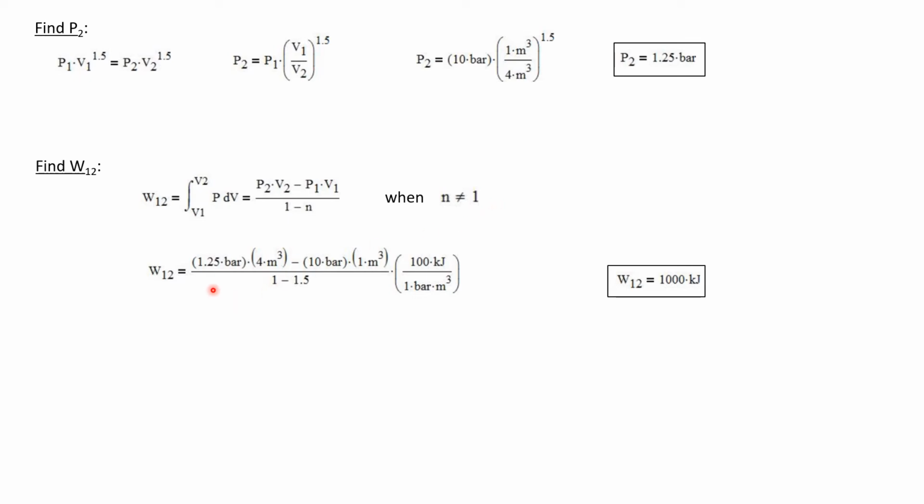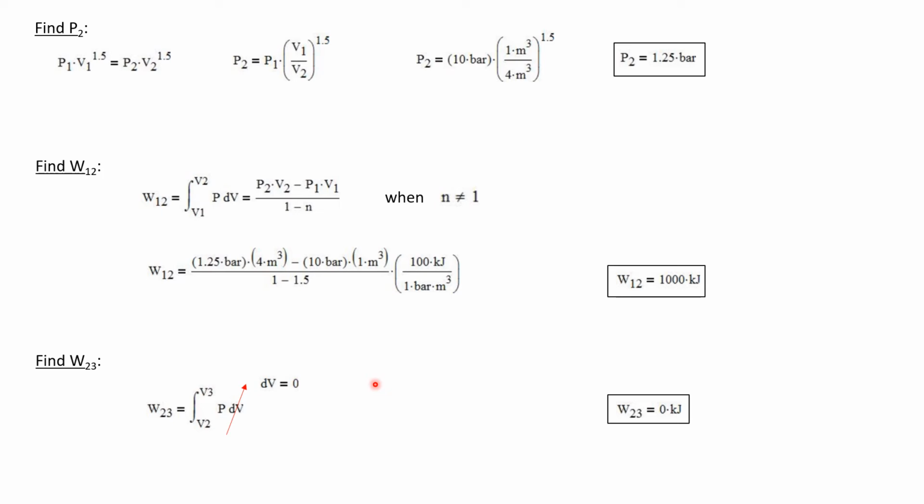So let's substitute actual values. We have P2 is 1.25 bar, V2 is 4 cubic meters, P1 is 10 bar, V1 is 1 cubic meter, and the value of n is 1.5. And because we have units of bar cubic meters, we'll need to convert that to kilojoules. And solving the math here, we find that the work of process 1-2 is 1,000 kilojoules. That's a positive number, which means that the system has done work on its surroundings, and that's indicative of an expansion process.